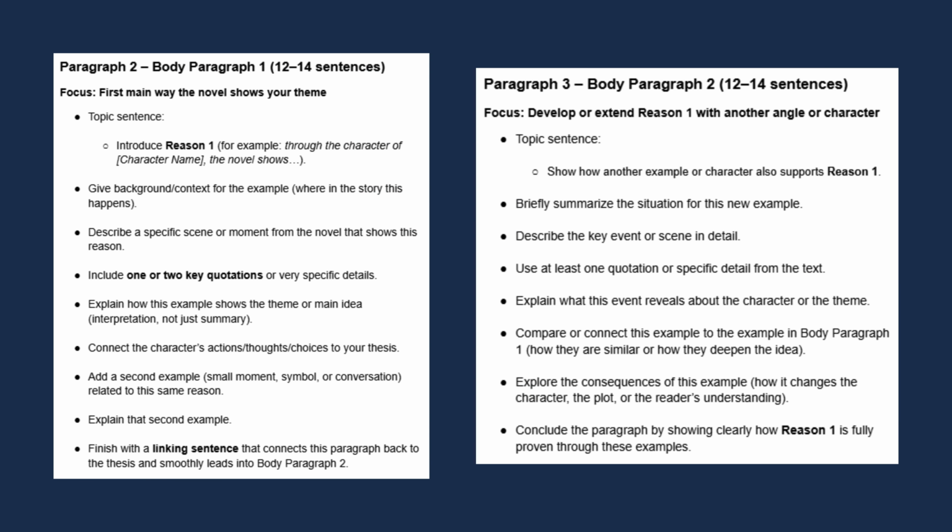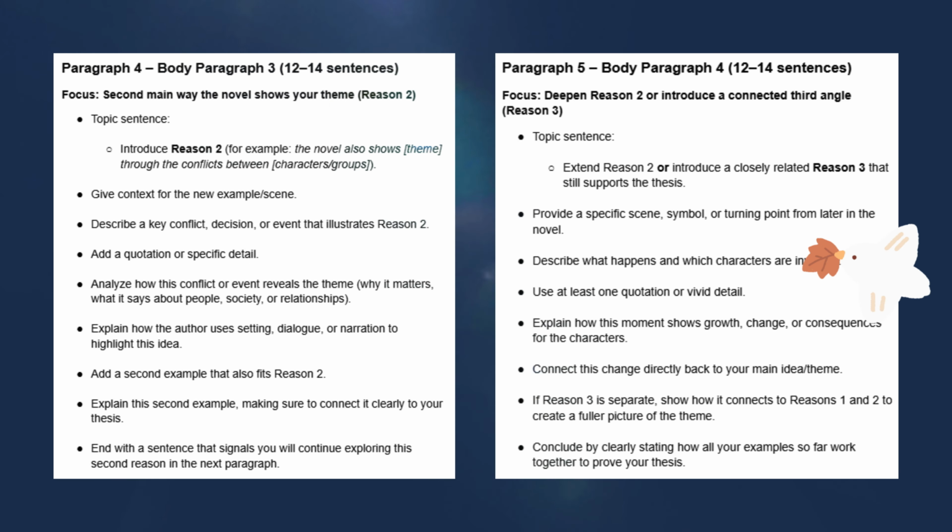Your body paragraph 1 would focus on the first main way the novel shows your theme in 12 to 14 sentences. Your body paragraph 2 would be in 12 to 14 sentences as well, where you would focus on developing or extending reason 1 with another angle or character. And then body paragraph 3 would discuss the second way the novel shows your theme, and then body paragraph 4, you would deepen reason 2 or introduce and connect a third angle in reason 3.